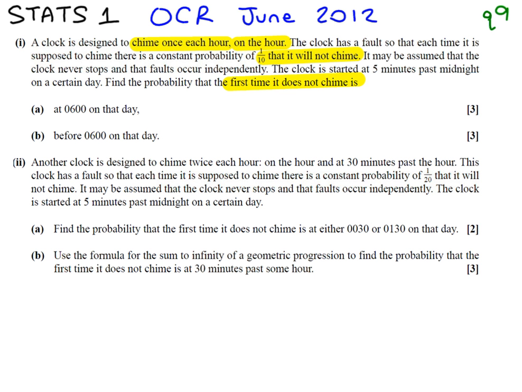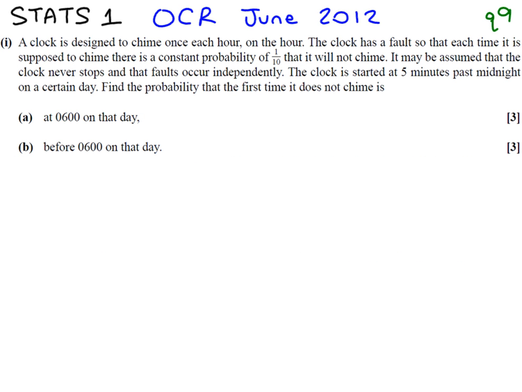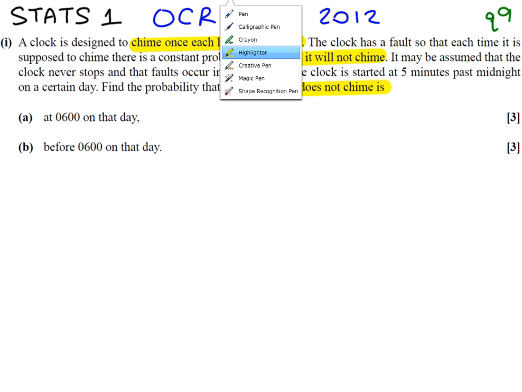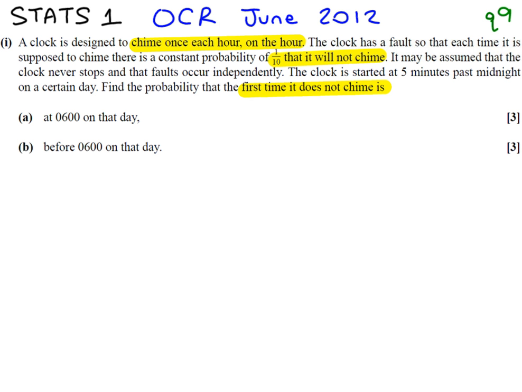Because this question is so long, I've split it into two different slides. So we just get back to the first part. Chimes once an hour on the hour. There's a probability of 1 over 10 it will not chime. And we're talking about the first time it does not chime. Because we don't know how many attempts we're doing, we're just going until it doesn't chime for the first time. It's a geometric distribution.